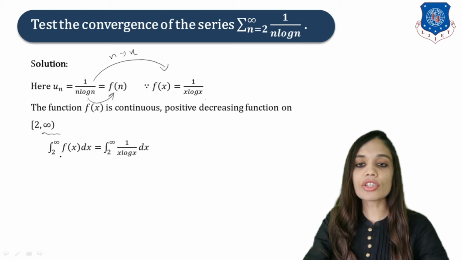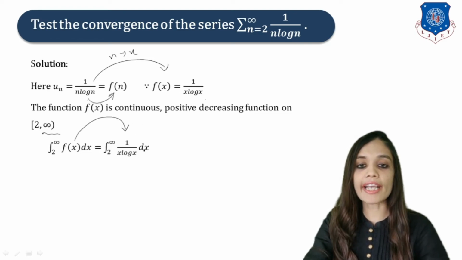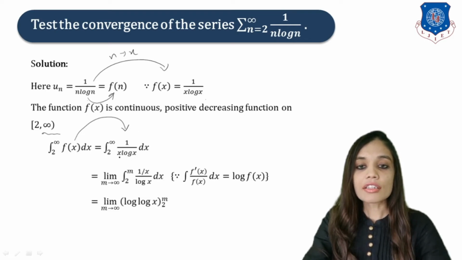So integration 2 to infinity f of x dx. Put the value of f of x, which is 1 upon x log x. Now we will rearrange the terms as we will take this in the numerator. So integration of 1 upon x upon log x dx. And again this is an improper integral. So we have written it in the form of limit. Limit m tends to infinity 2 to m.